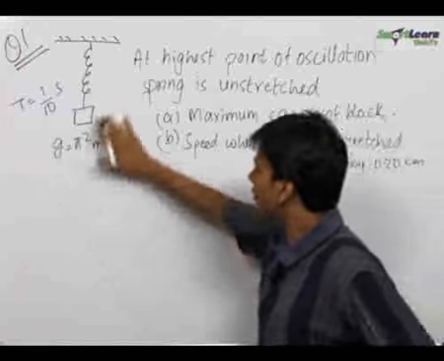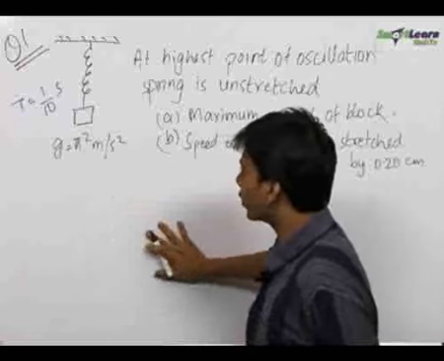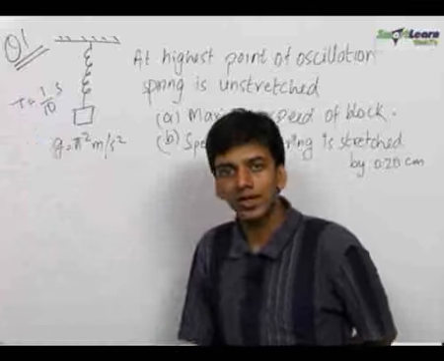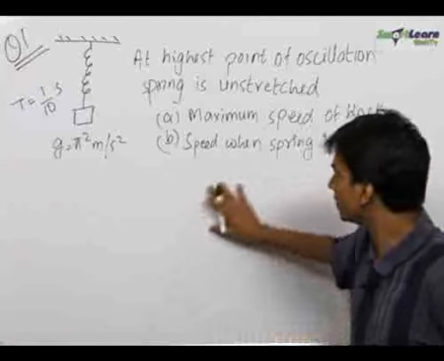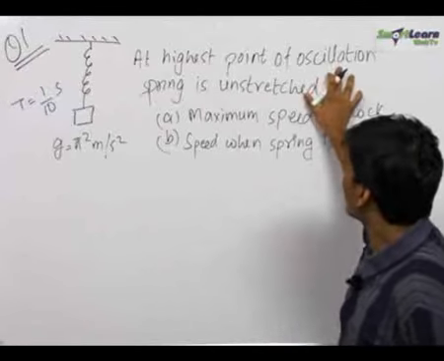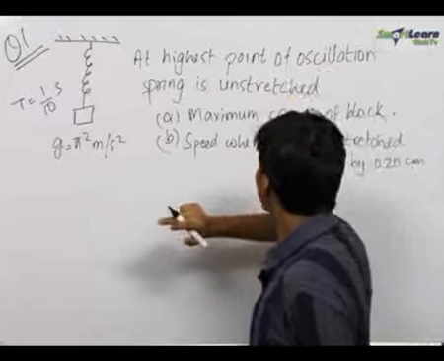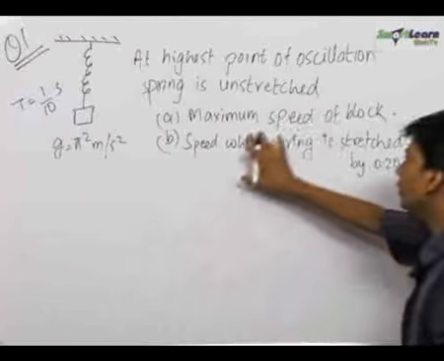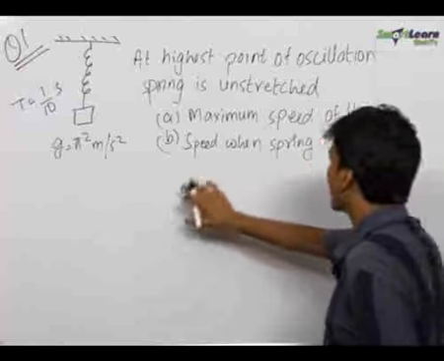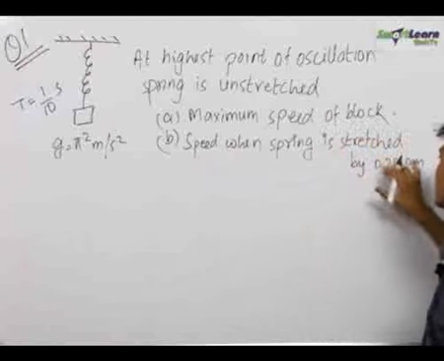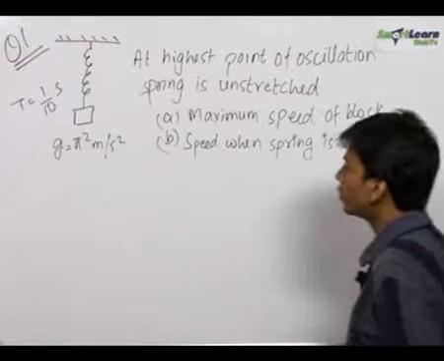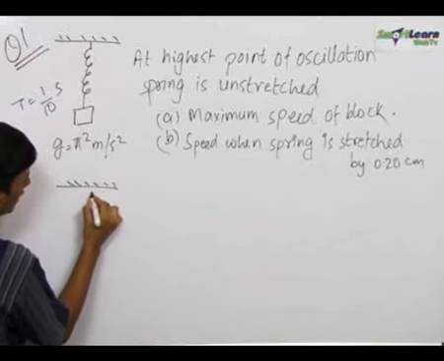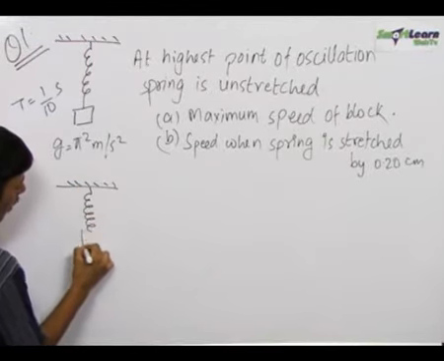So in this question we have a block hanging from a spring. We know that a block hanging from a spring under the influence of gravity, the motion of this object is simple harmonic motion. We already know that. At the highest point of oscillation, the spring is at its natural length, that is the spring is unstretched. We need to find out the maximum speed of the block and the speed when the spring is stretched by 0.20 centimeters. So now let us draw the diagram of the motion of the block.